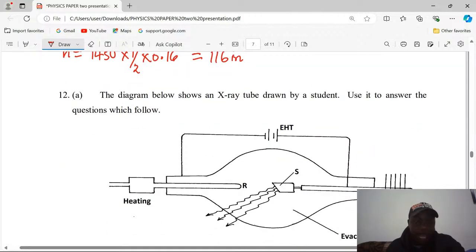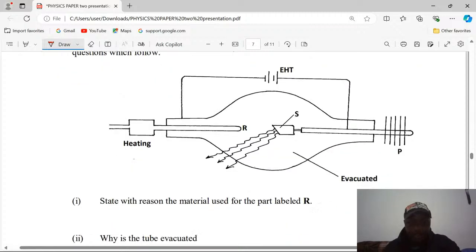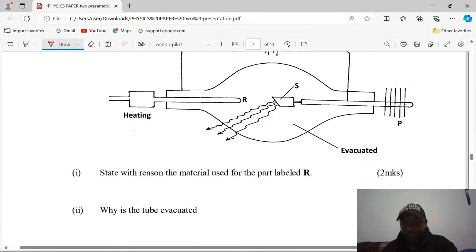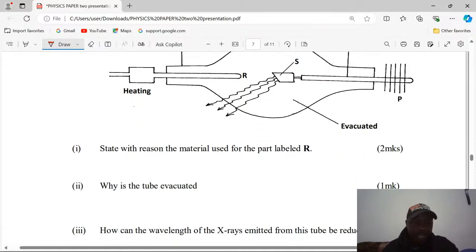Let's look at number 12, a different topic now, from Form 4. The diagram below shows an X-ray tube drawn by a student. Use it to answer the questions which follow. So we have an X-ray tube here drawn by a student. We have heating, we have point R, point S. We have a space there which is evacuated. Part 1: state with reason the material used for the part labeled R.